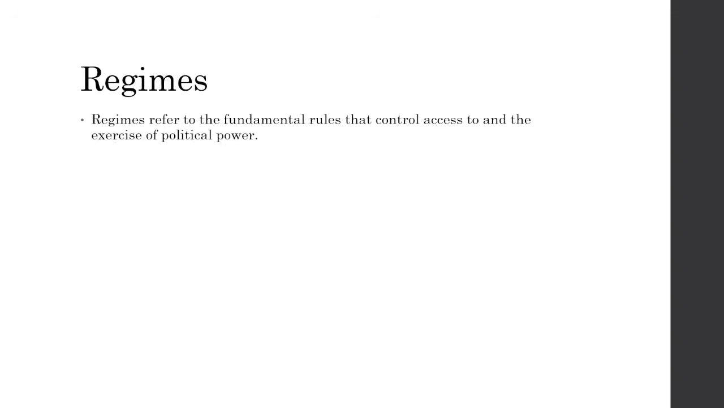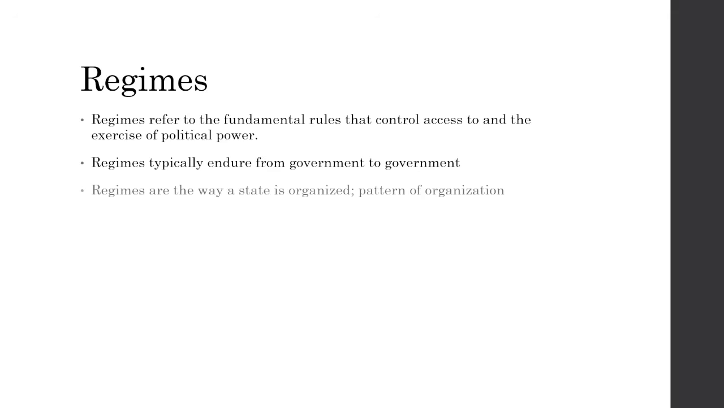Now let's talk about regimes. Regimes. I love saying regimes. It's really fun to say. So regimes refer to the fundamental rules that control access to and the exercise of political power. So it's characterized as democratic or authoritarian, and they endure from government to government. So if you change a government, the regime typically stays. It endures. So it's the way that the state is organized, and it's a pattern of organization.